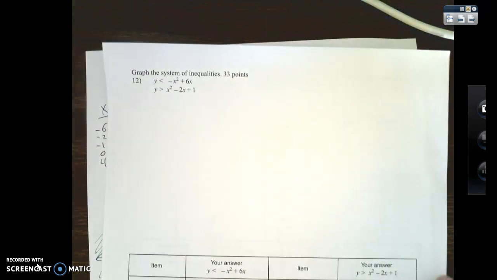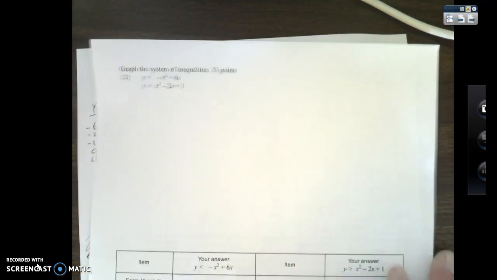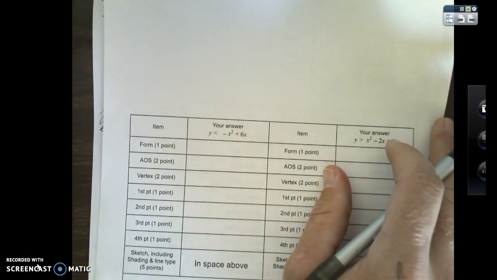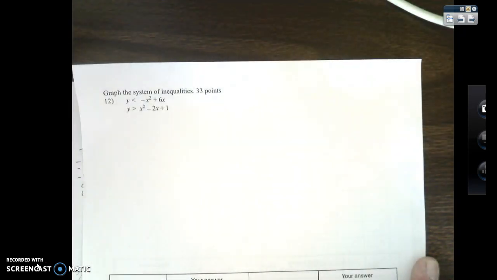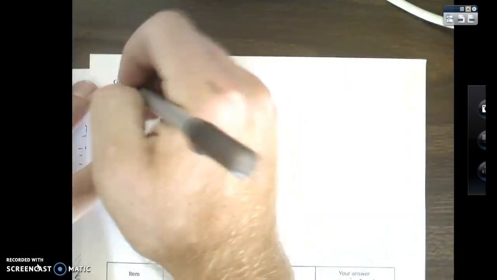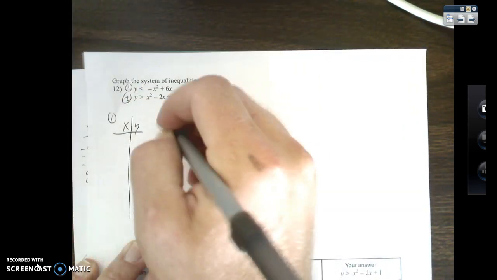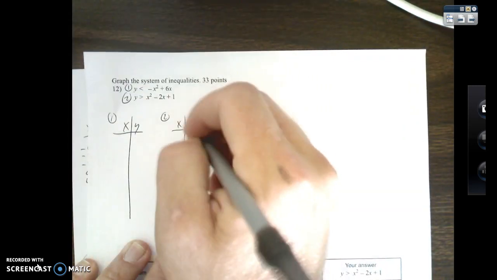Now, for this last one, we take a look at graphing a system of inequalities. They are asking you for a lot here. It's basically the same thing as before. You're going to get one of these problems, just one. So for my first one, I'm going to call this 1, this 2. I'm going to make 2 XY charts. Here's my XY chart for the first one. Here's my XY chart for the second one.